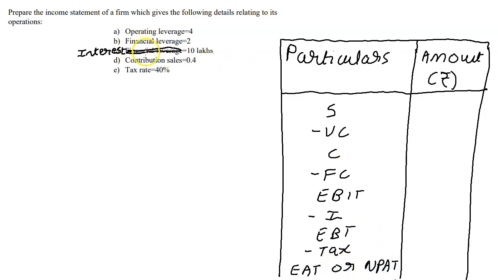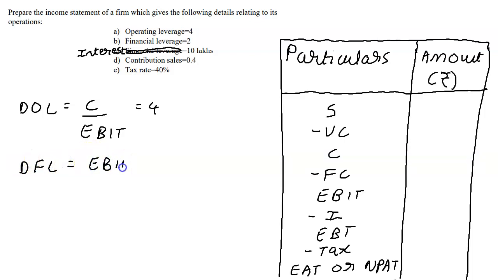Now, we have some data given to us. The degree of operating leverage is equal to contribution upon earnings before interest and tax, which they have said is equal to 4. The degree of financial leverage is equal to earnings before interest and tax upon earnings before tax, which we have been told is equal to 2. Interest is 10 lakhs, so corresponding to interest in the table, I'm going to write down 10 lakhs. Contribution to sales is 0.4.